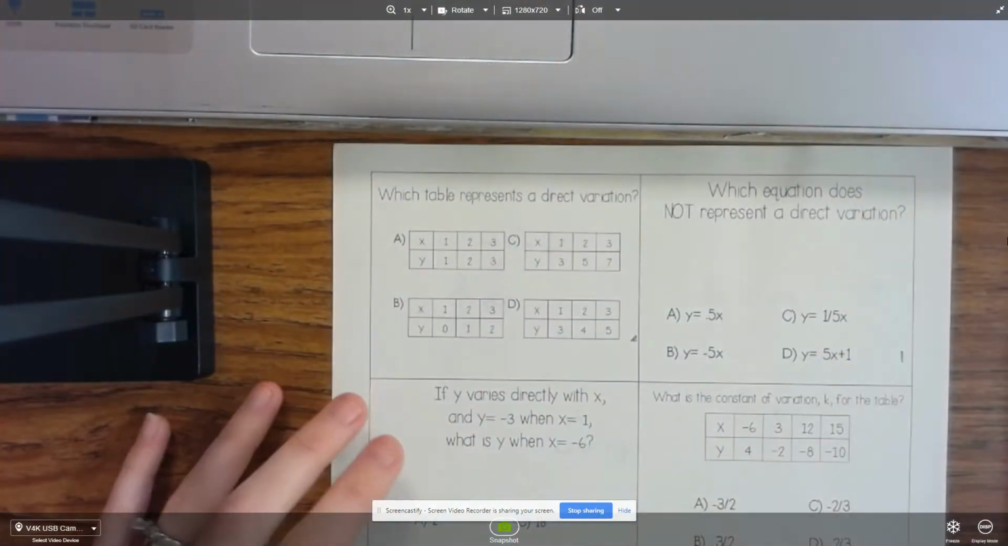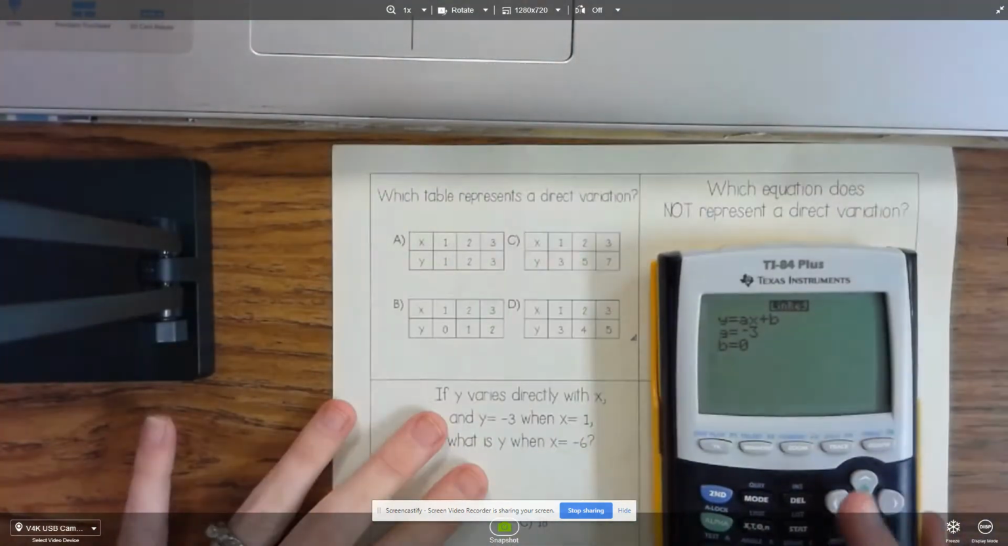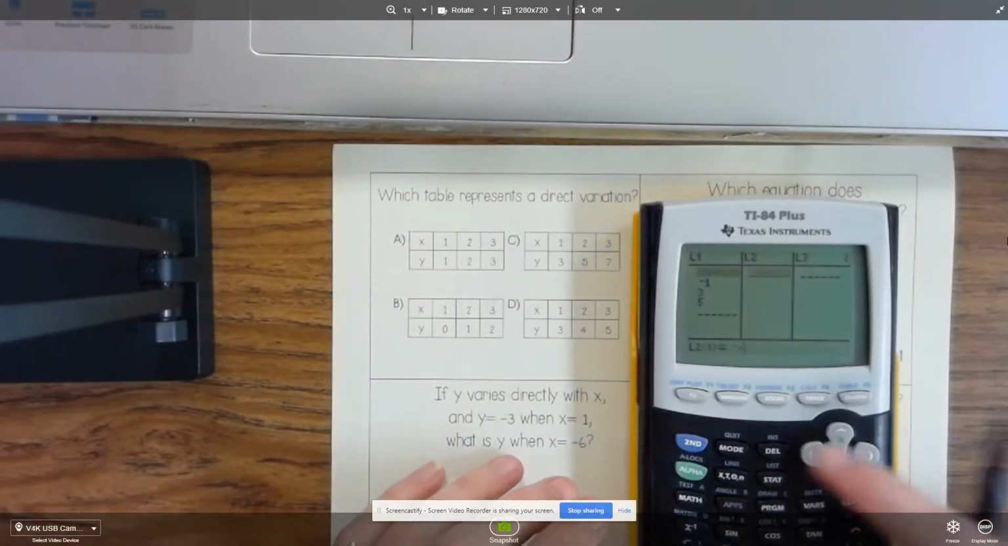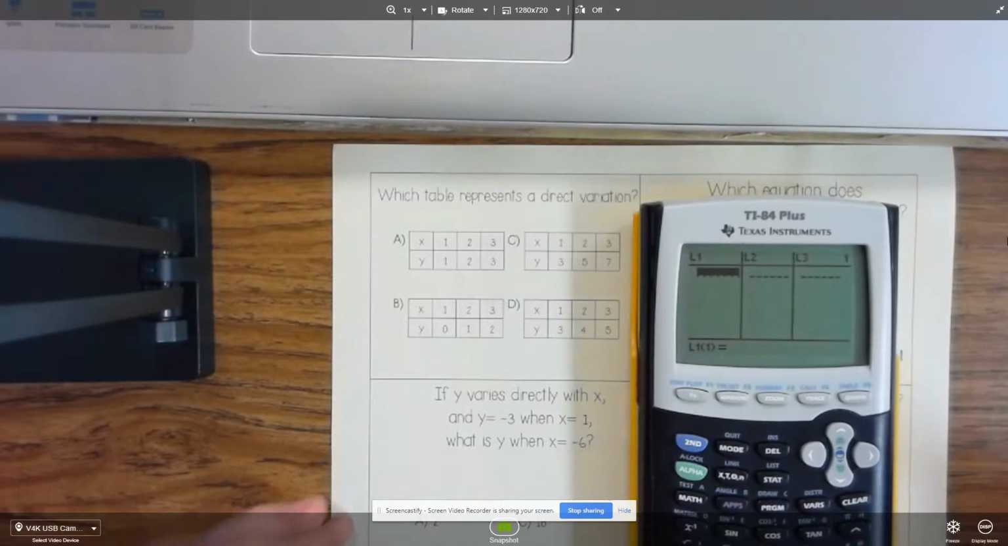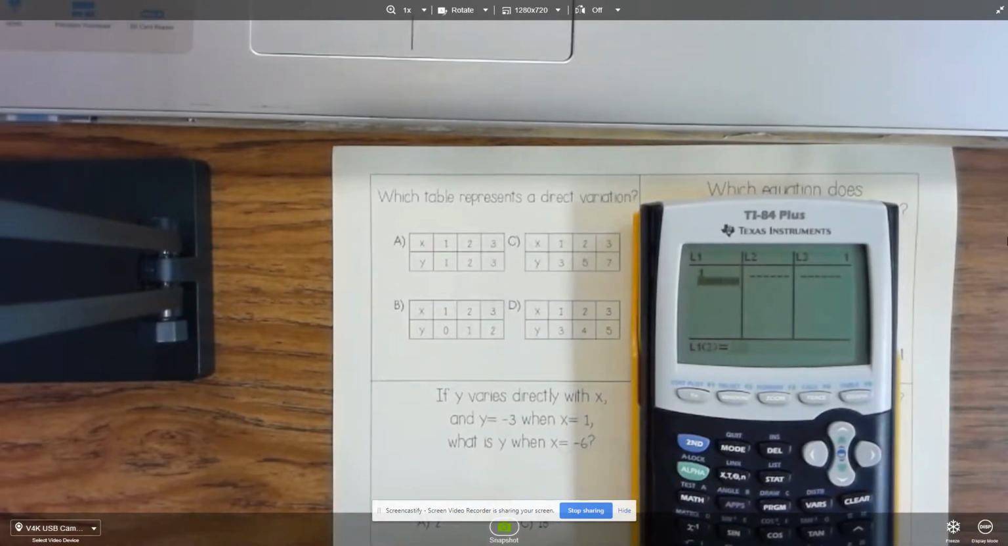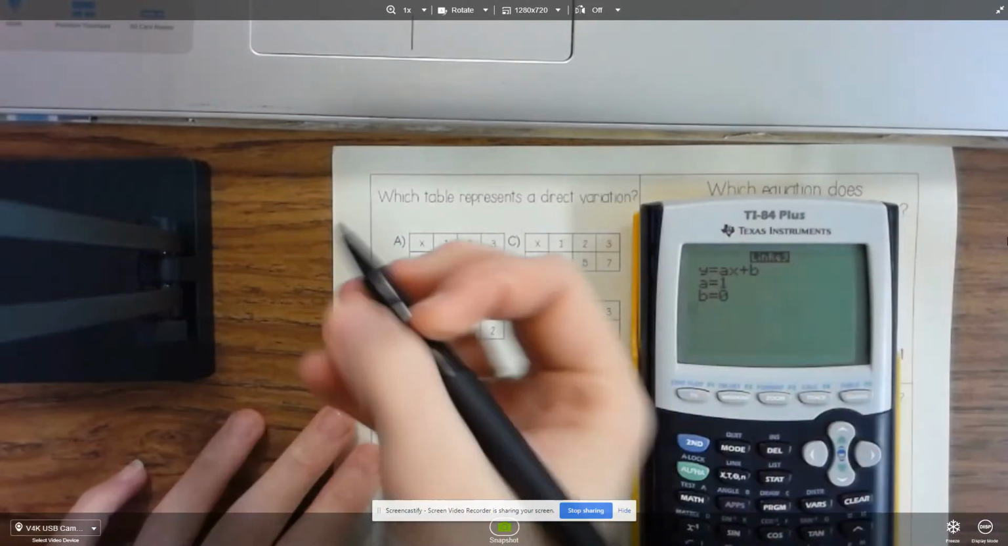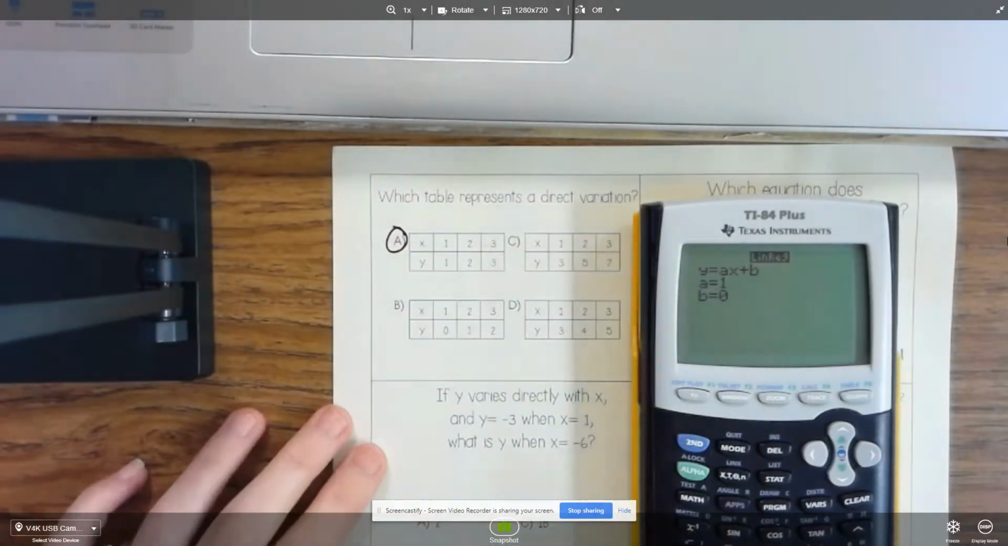All right, so on the inside, we're trying to find which one is a direct variation. So for this one, we've got to type all the tables in and see which one we get a b value of 0. So on the first one, I get a b value of 0. So A is the correct answer here.